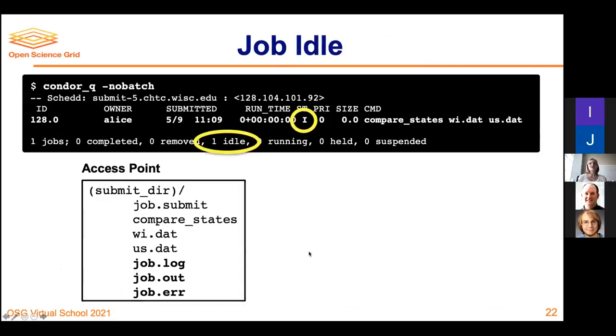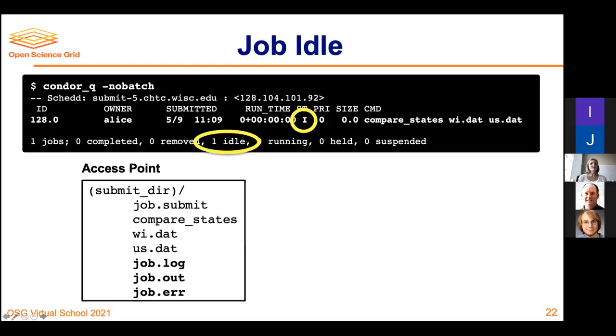So we'll use the no batch option to see what's going on logistically for this job as it runs. The job starts out idle, and let's say that we had the components of our job organized this way on the access point in a directory where we submitted from. So we would have a submit file, we would type condor_submit from within this directory, and by default, Condor would expect to find the executable in that same location, or at least relative to it, as well as the other files that need to be transferred.